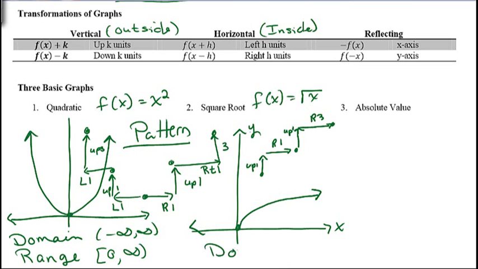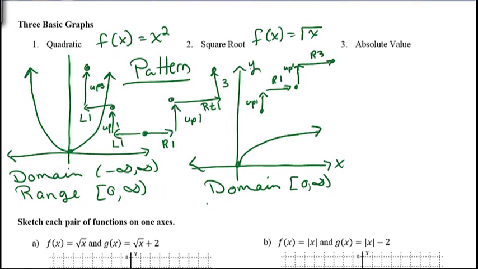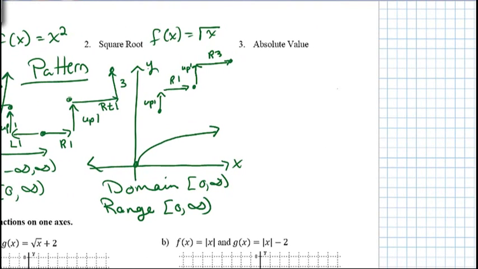Okay, and then the domain. So that's the x values. So we're starting right here, and it goes up forever. So that would be from 0 to infinity, and we include 0 in that because it's included on the graph there. And then the range. So there is no graph down here. The graph doesn't start until 0. And it includes 0, and it goes up forever. So both the domain and the range for this one are 0 to infinity.